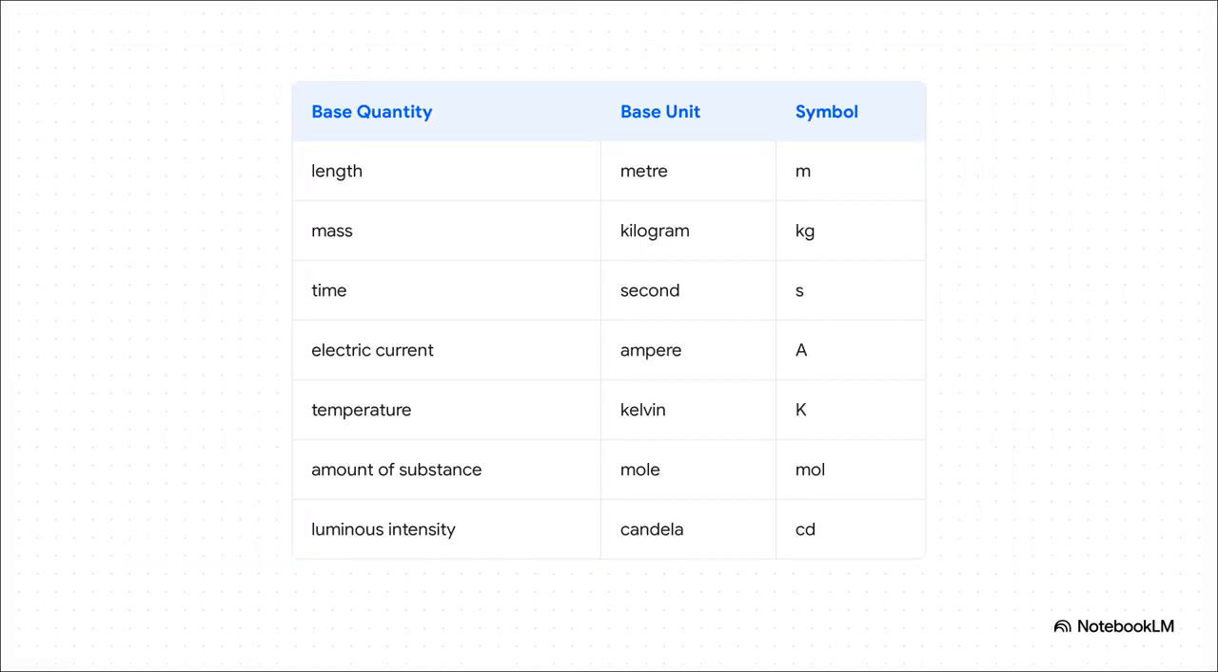And here they are, the magnificent 7. These are the fundamental building blocks of our entire physical universe, the 7 SI base quantities. We've got length in meters, mass in kilograms, time in seconds, and a few others. You're going to want to get real familiar with this table, because every single measurement in physics, no matter how wild or complicated, can be traced right back to a combination of these 7 things.